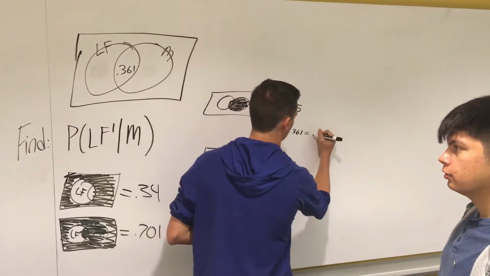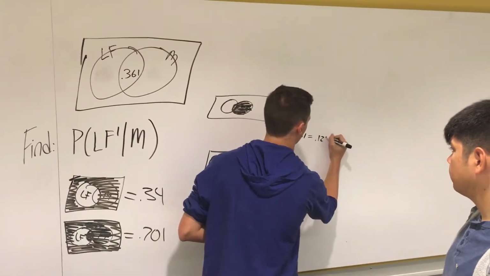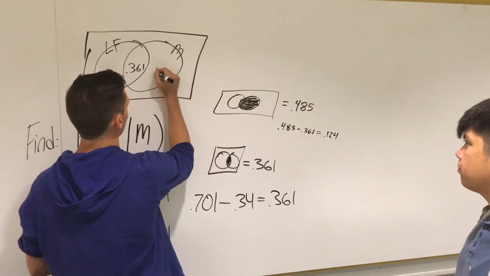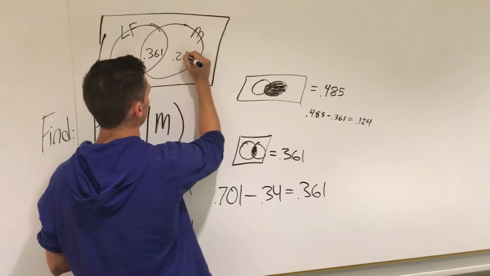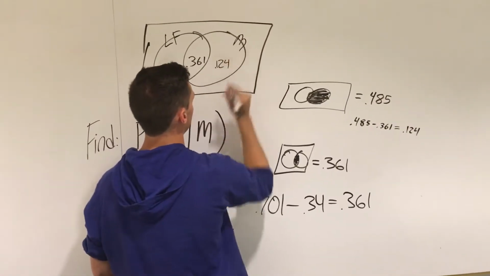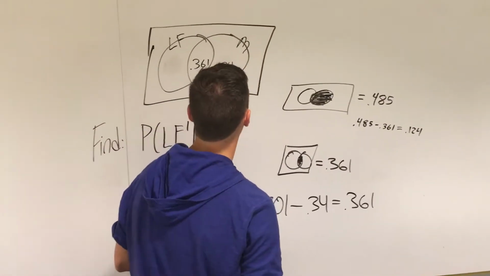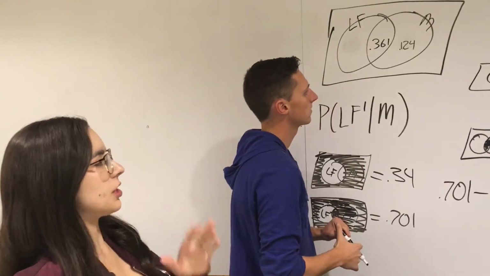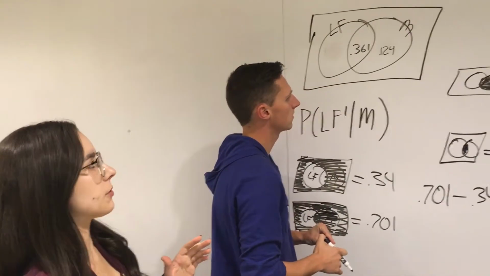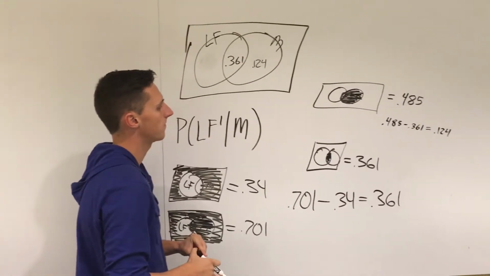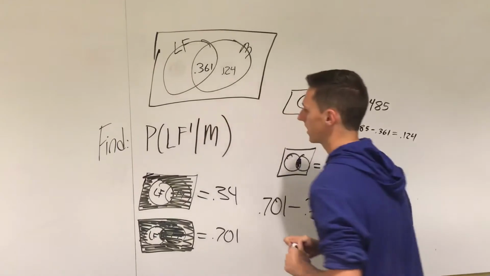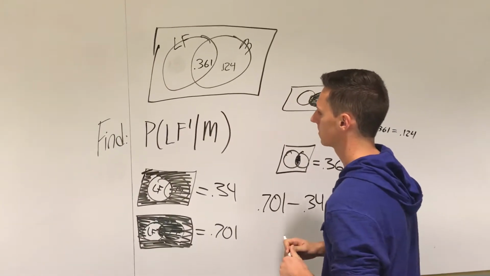Alright, so that's going to be this other portion. So we could call that 0.124, the percentage that is just male and not in the labor force, right? Right. Okay. So at this point, are we ready to solve our problem? I think we are, right?